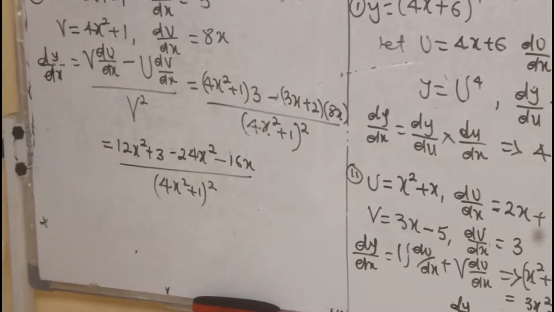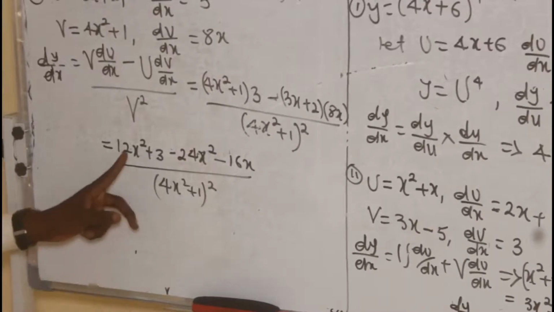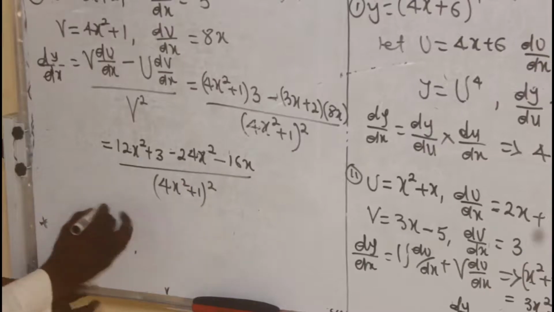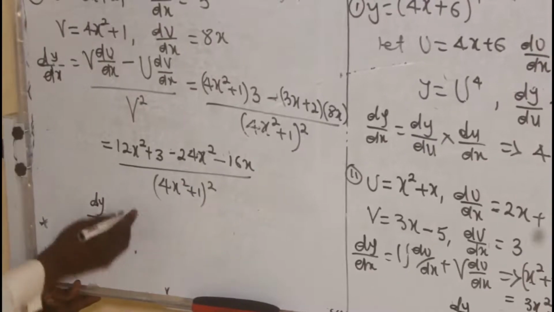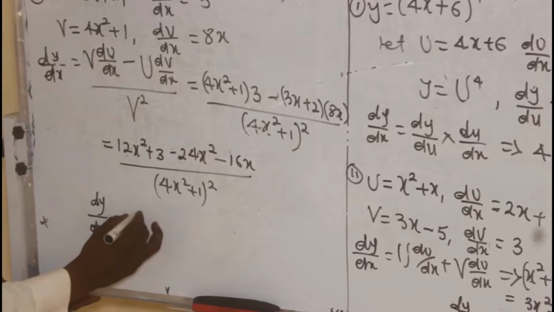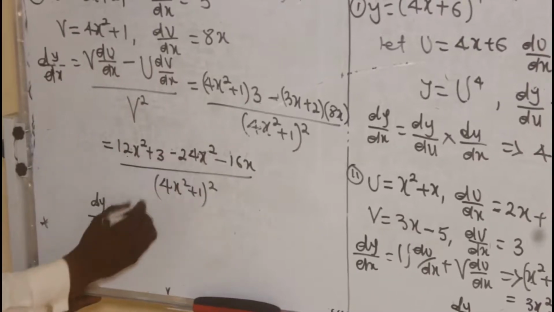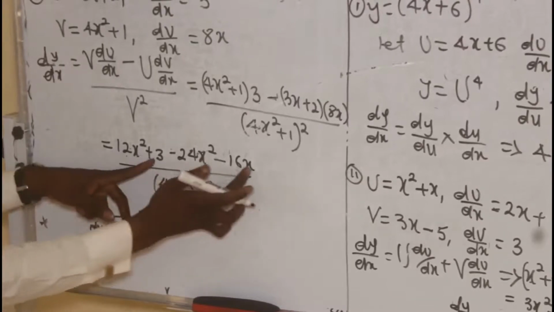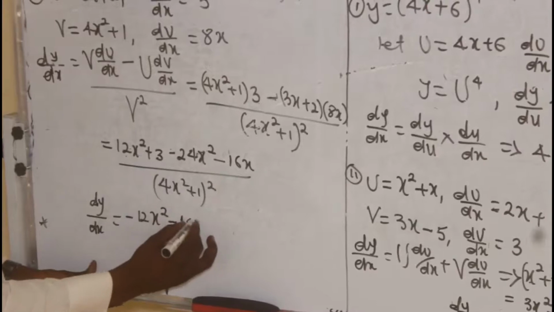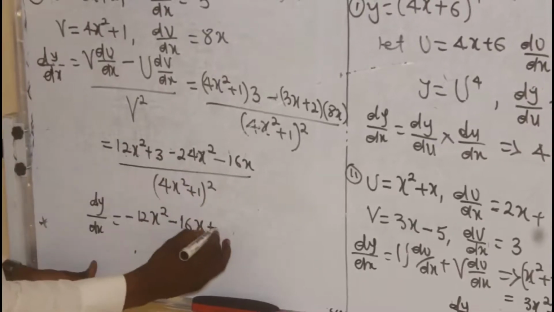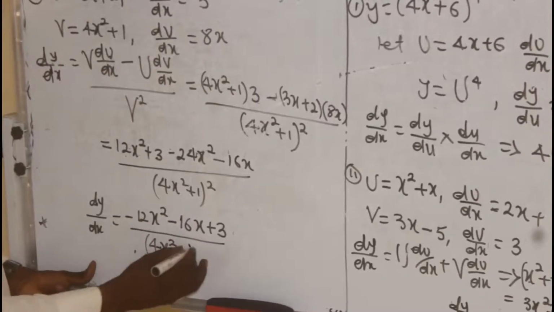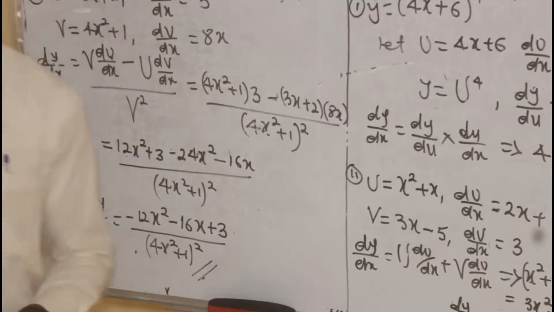Are we going to leave it like this? No. We can still simplify it further. Is it true? Which one can we simplify? 12x squared minus 24x squared. Are we there? Yeah, let's arrange it now. What is our dy dx now? Our dy dx is 12x squared minus this. Minus what? 12 minus 24, minus 12x squared. Class, are we together? Then just arrange it. Minus, what is the next thing? 16x plus 3. All this over 4x squared plus 1 all square. So that is our dy dx.